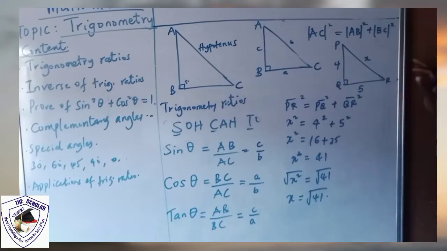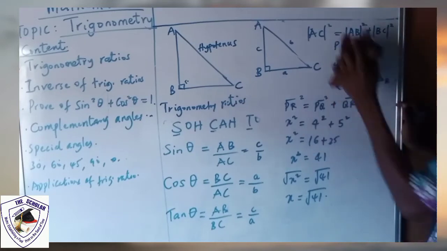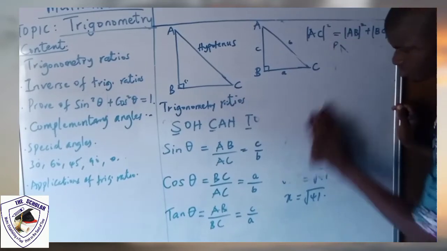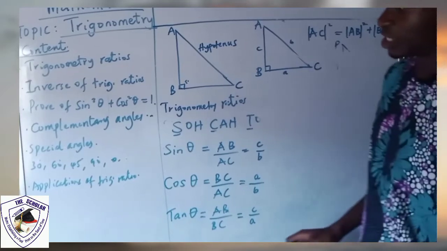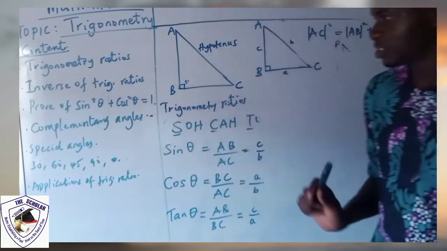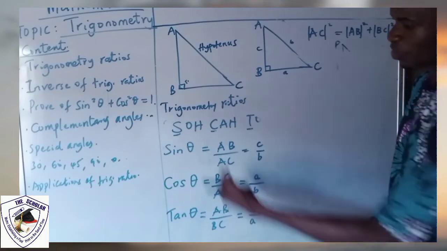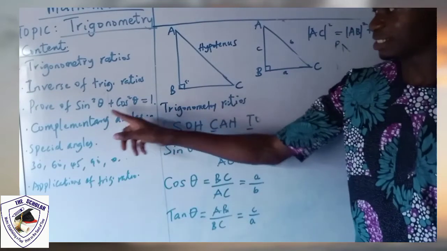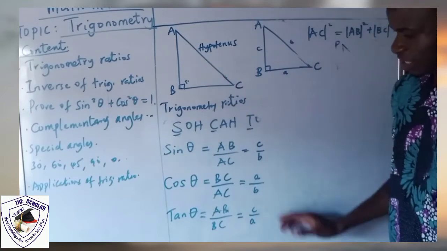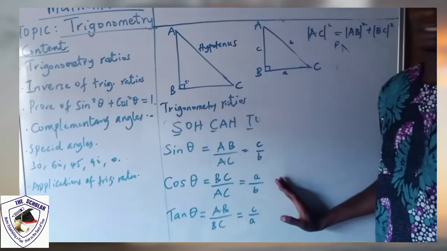So this is going to help us when it comes to the proof. That's why we need to understand this concept of Pythagoras theorem. So let's move on from there. We are to prove that sine squared theta plus cos squared theta is equal to 1 in a right angle triangle. Now we have our sine theta, cos theta, and tan theta. So everything is stated here.